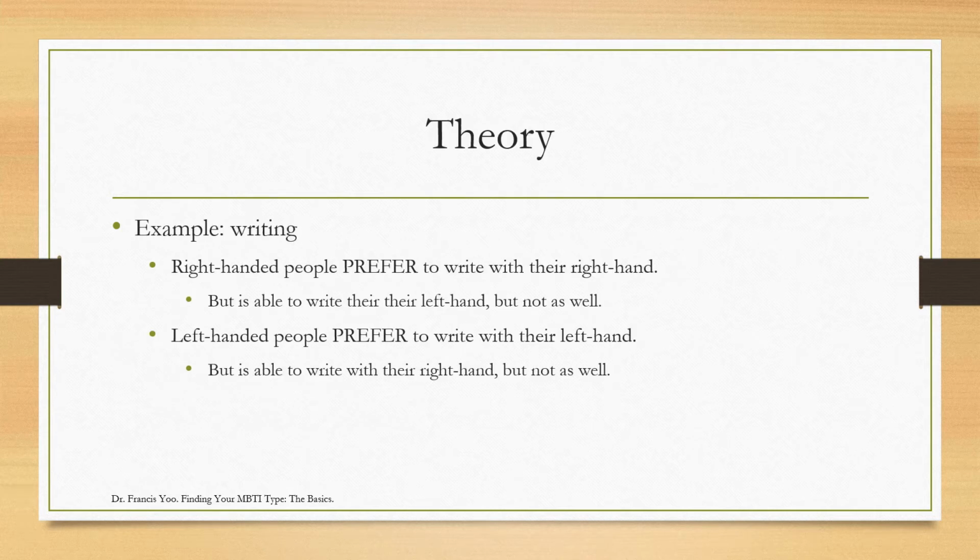Now, moving on to the theory, now that we went over the basics of the history and some caveats about the organizations. The example that is given first is writing. Right-handed people prefer to write with their right hand, right? It seems so common sense, and it almost doesn't need to be said, but it's important to follow along here. Right-handed people are able to write with their left hand, but just not as well. Similarly, people that are left-handed prefer to write with their left hand, but they're able to write with their right hand, just not as well.